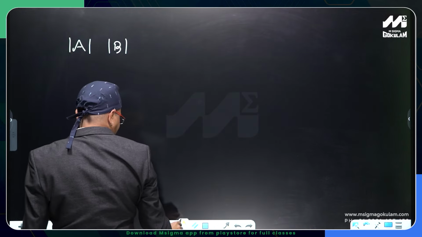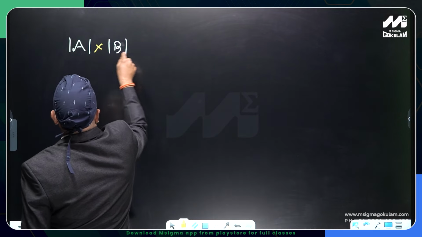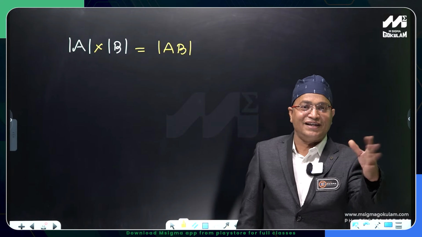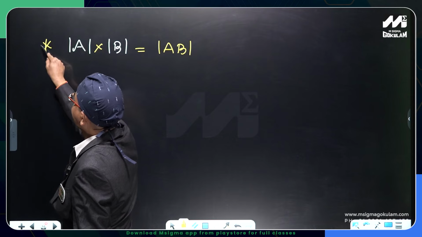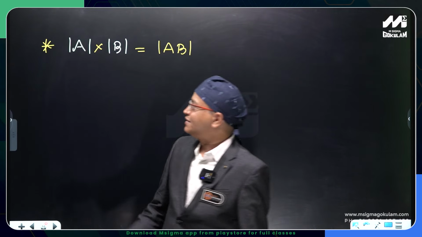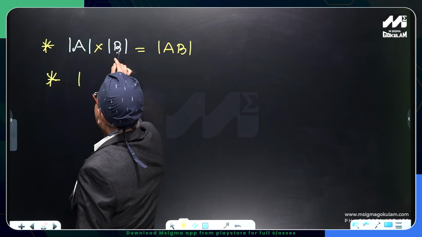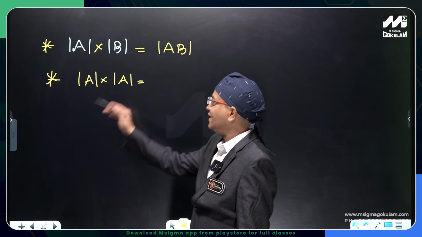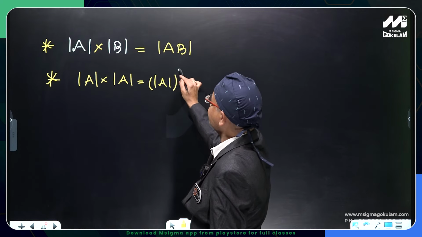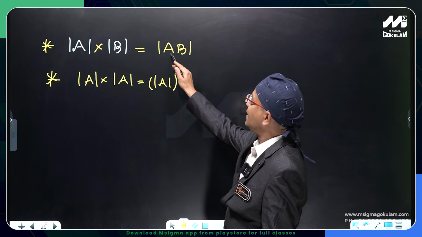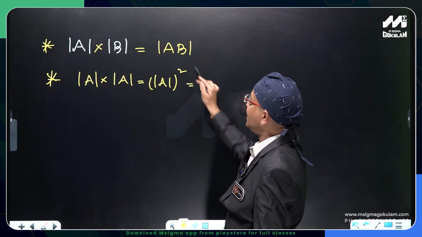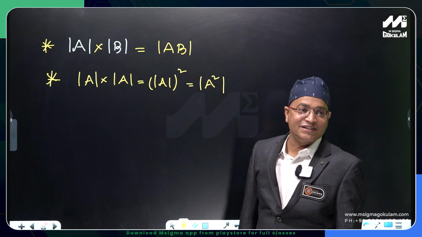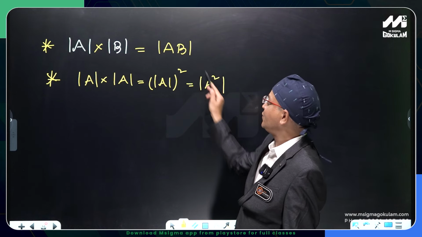If you multiply det A into det B, then what you get is the determinant of the AB matrix. Det AB means det A into det B. This is one interesting point. Now, you observe, in place of B, I put A. Det A into det A means det A whole square. In the place of B, if I write A, A into A is A square.